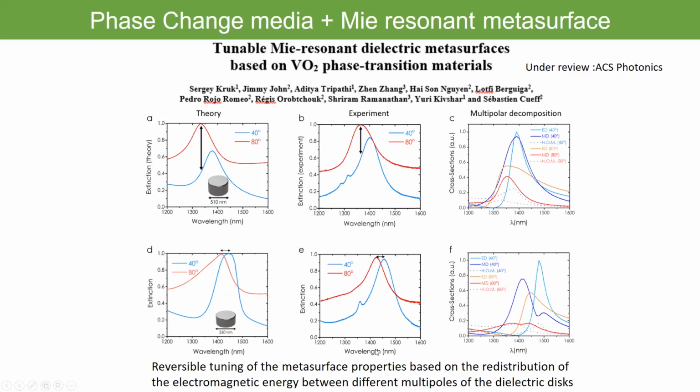The underpinning concept here was that there was a different distribution of energy in multiple modes. Here you had electric dipole and magnetic dipole modes aligned, but in the conducting phase you had suppression of the magnetic dipole mode, and in this case you have even more suppression of the magnetic dipole mode, which led to these kinds of results.